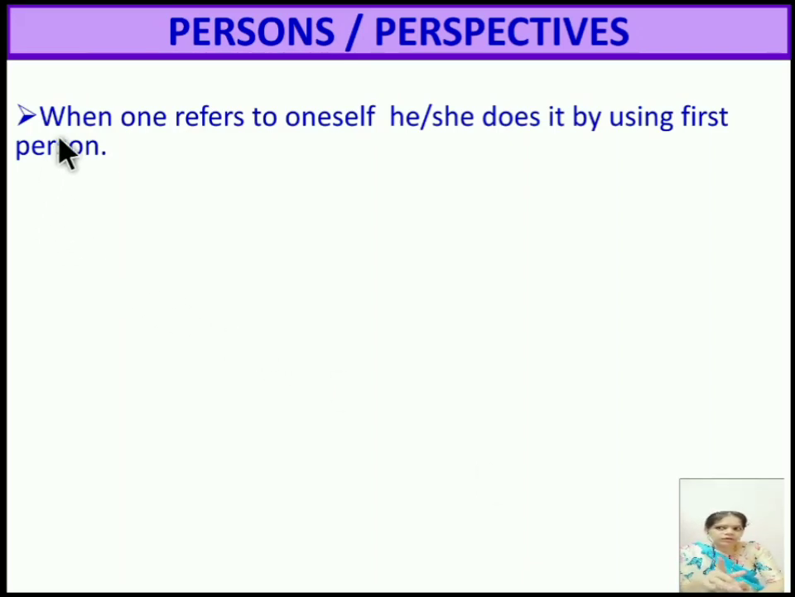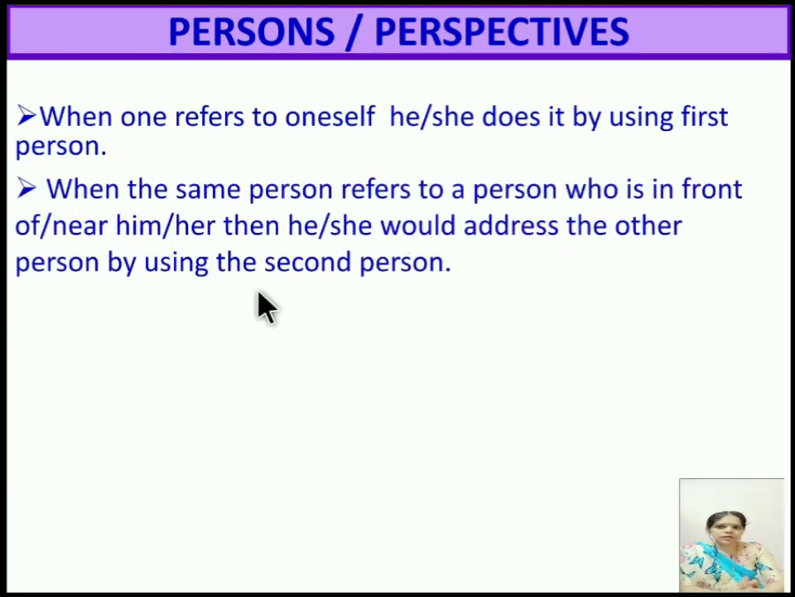Let's check that out. When one refers to oneself, he or she does it by using the first person. Like we are talking right now, I'm the speaker, the first person. You are listening to me, you are the second person. When the same person refers to a person who is in front of or near him or her, then he or she would address the other person by using the second person. Like when I talk about myself, "I am teaching" is the sentence. So I is the first person and I am the speaker. When I talk about you, you are listening. So I use you over there. You are the second person over there, the listener.